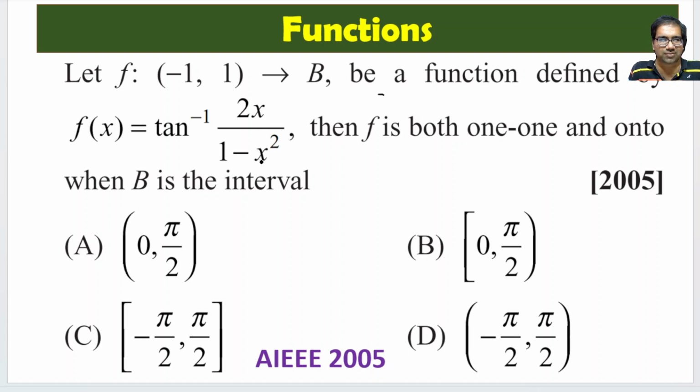As x approaches 1, x square also approaches 1, so 1 minus x square will approach 0. What does that mean? 2x by 1 minus x square will approach infinity. At the same time, the numerator of this fraction is always increasing and the denominator is always decreasing. That means this fraction 2x by 1 minus x square is continuously increasing.